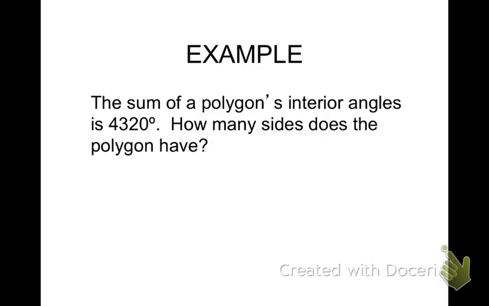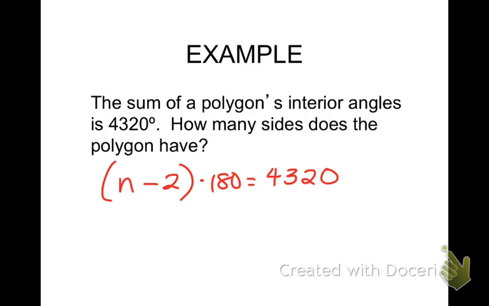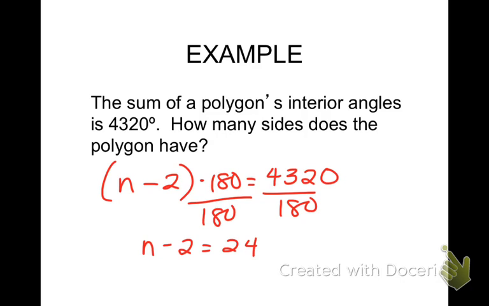Algebraically, if you want to see it, remember our formula is n minus 2 times 180 equals our sum, which in this case is 4,320. So if I wanted to solve that equation for n, we could divide out the 180. So that gets me, what, 432 divided by 18. So n minus 2 equals 24. And then my next step would be to add 2. So that means that my shape would have 26 sides.